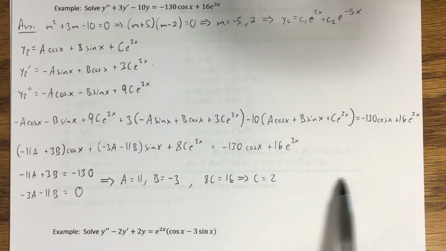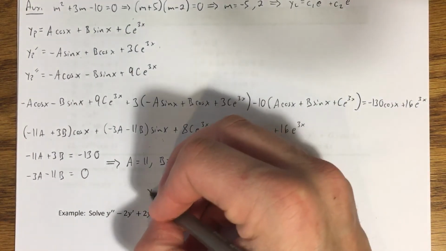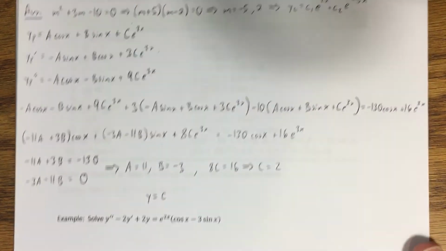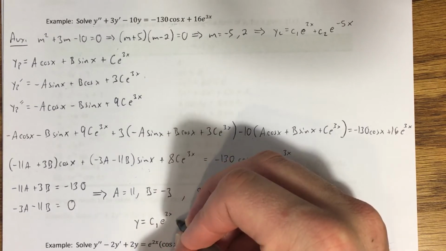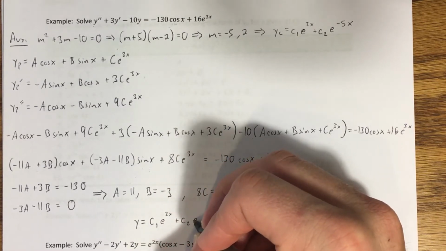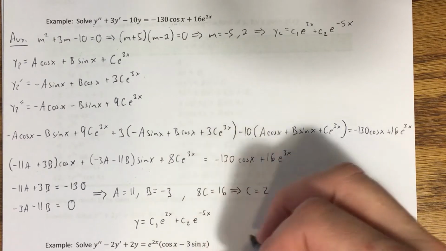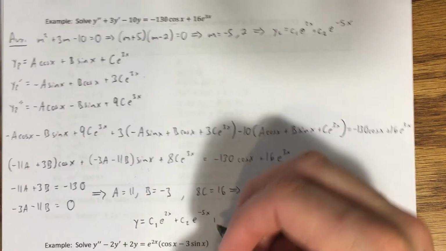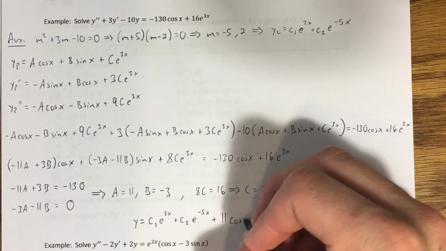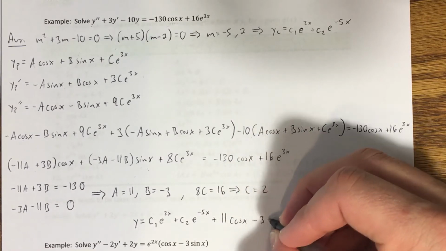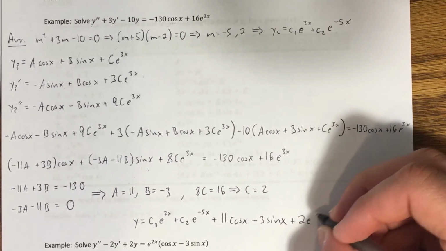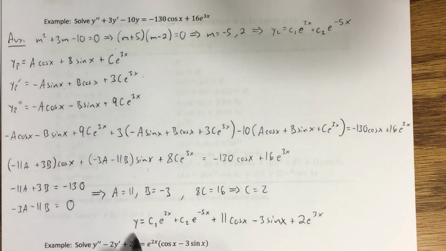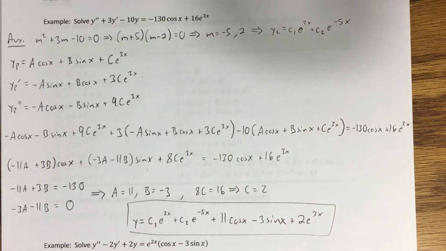I could write y of p equals this thing with those coefficients plugged in, but why not just jump straight to the answer? So y equals our complementary solution, which you can see up there, c1 e to the 2x plus c2 e to the negative 5x plus our particular solution, plus 11 cosine of x minus 3 sine of x plus 2 e to the 3x. Those are the coefficients that we found. There we go. General solution.